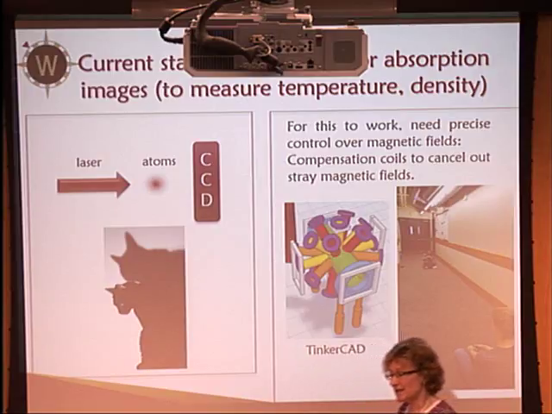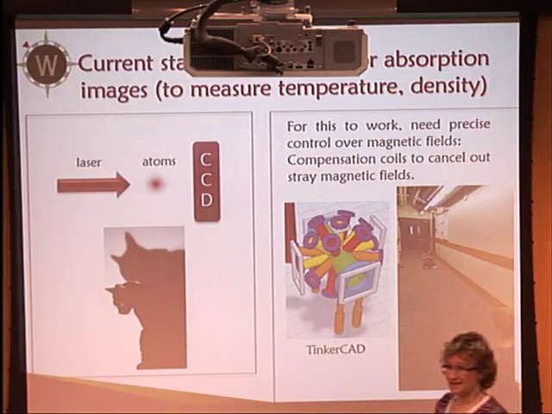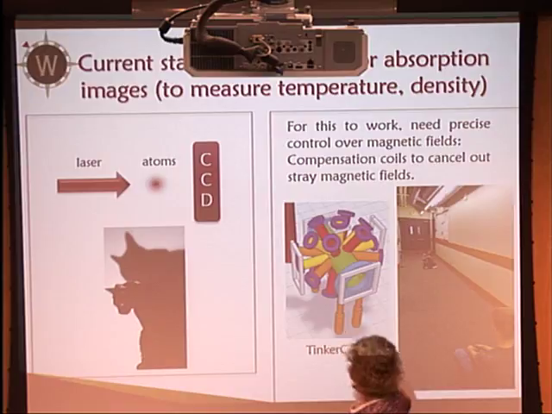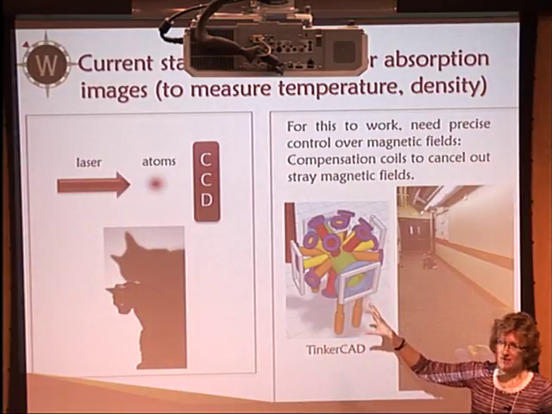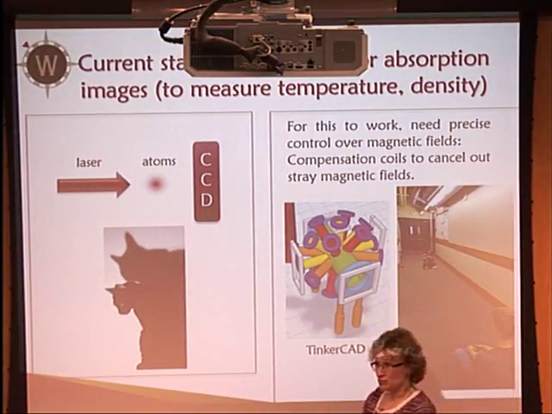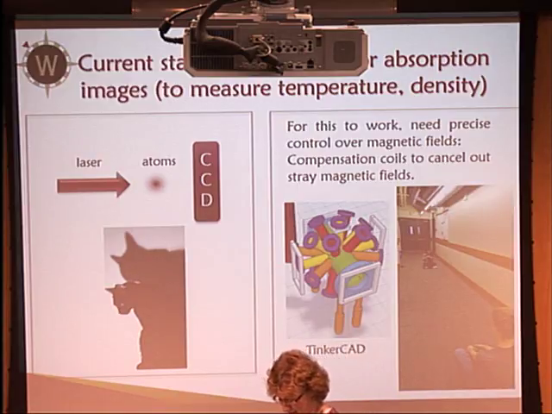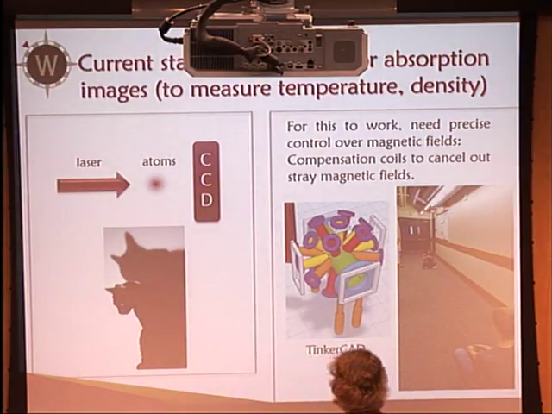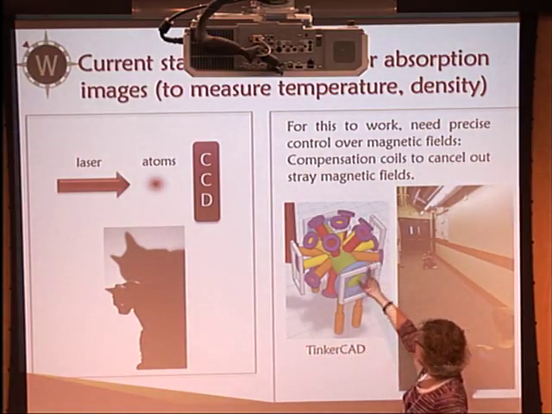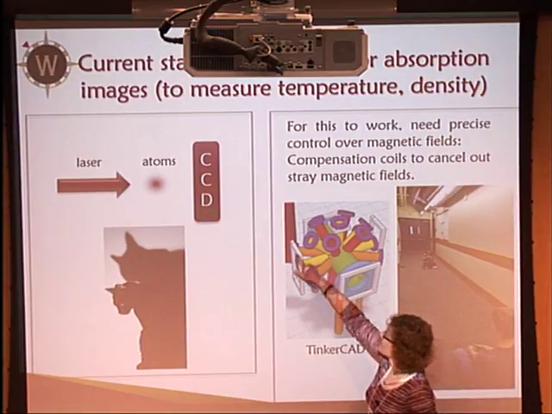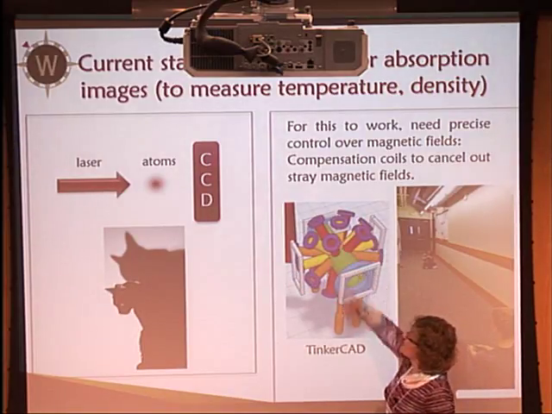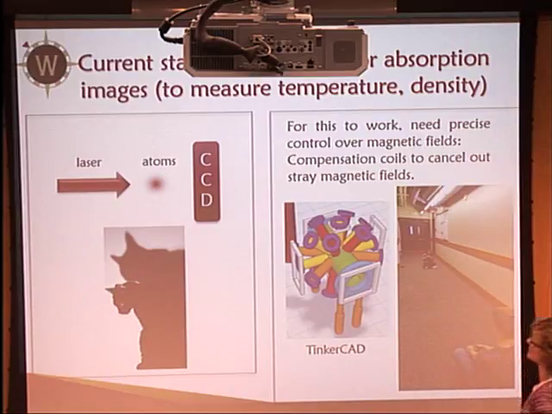So for this to work, we actually need very precise control over stray magnetic fields. And the easiest stray magnetic field you can think of is Earth itself. There's a magnetic field right there. We do have some ion pumps attached to the chamber. Those have magnets. And whatever else is magnetic in the lab contributes too. So we designed these compensation coils that you see as these white rectangles in all three directions around our vacuum chamber.